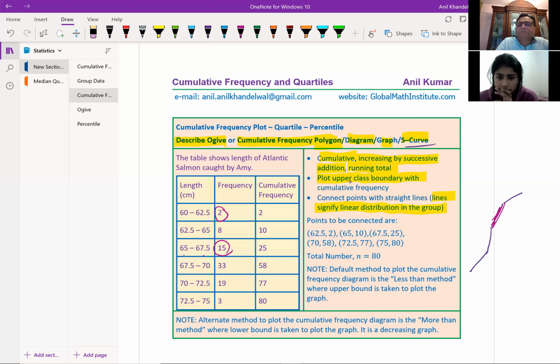You understand? When I'm drawing the straight line, it will signify linear distribution in the group. So all 15 are actually linearly distributed between 65 and 67.5. If I say there's only one element, I'll assume it to be in the center. The value of that element will be the average of 60 and 62.5. It'll be 61.25. You get my point? So I can now assign a value very accurately by the assumption that they are linearly distributed in the group.